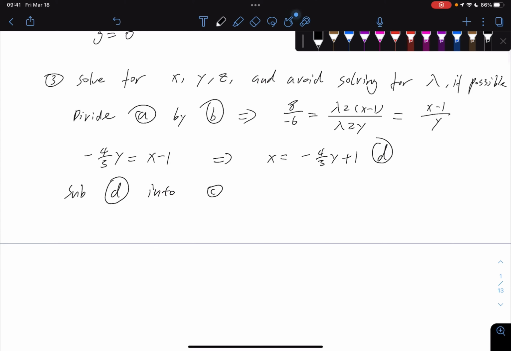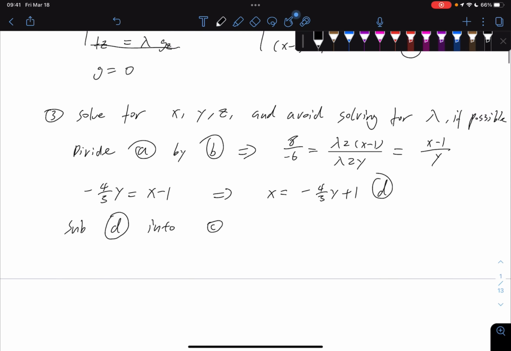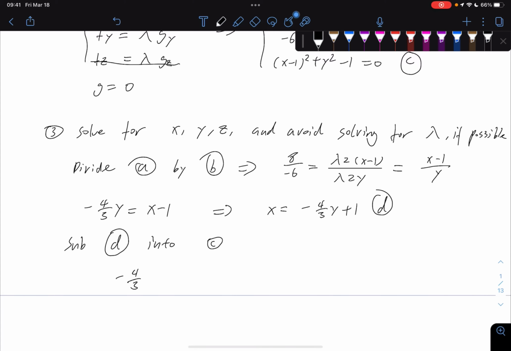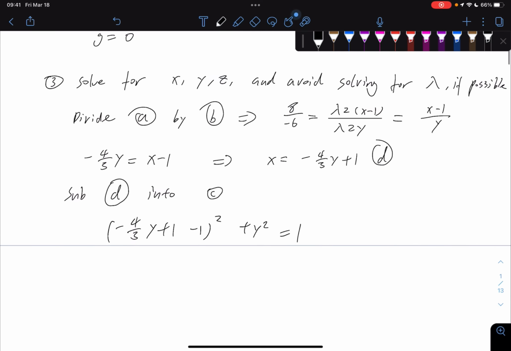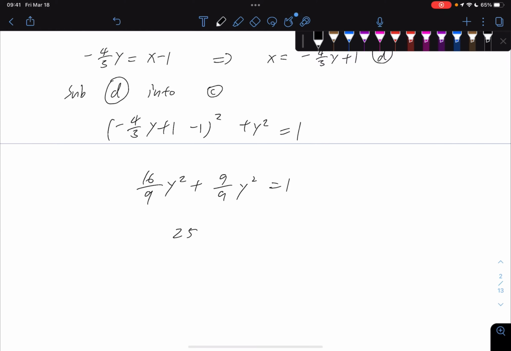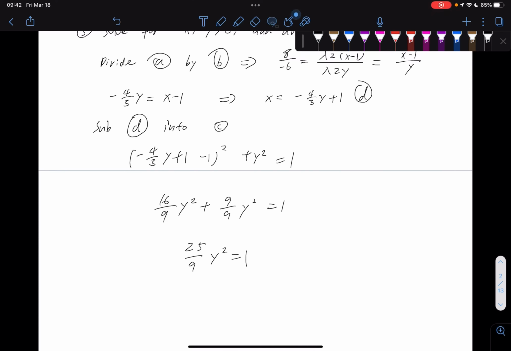So that will give us (minus 4 over 3 y plus 1, and then minus 1), right? They cancel out, squared, plus y squared equals 1. I'm just moving the minus 1 over. So that tells us 16 over 9 y squared plus 9 over 9 y squared equals 1. So that is 25 over 9 y squared equals 1.